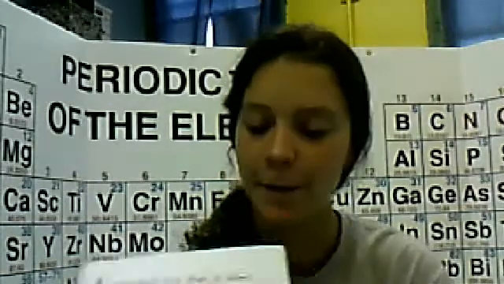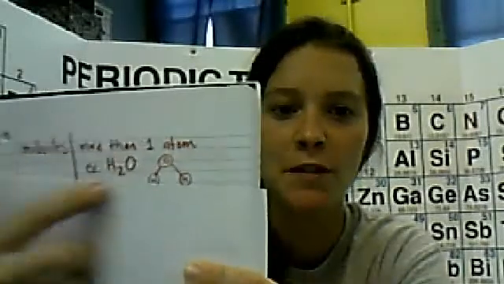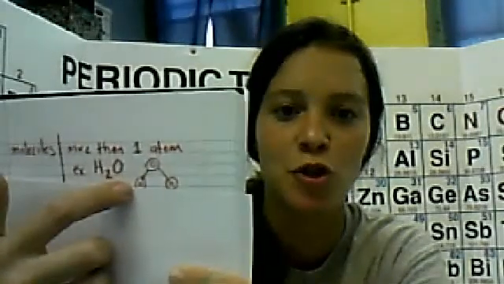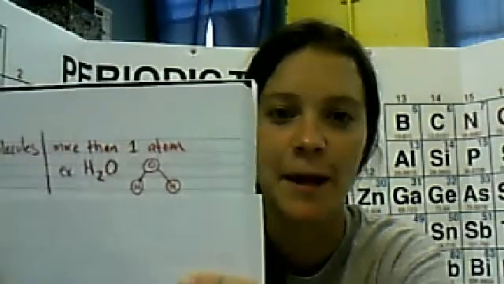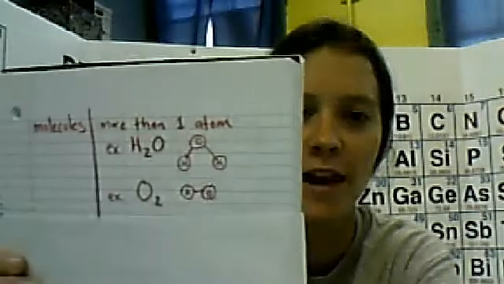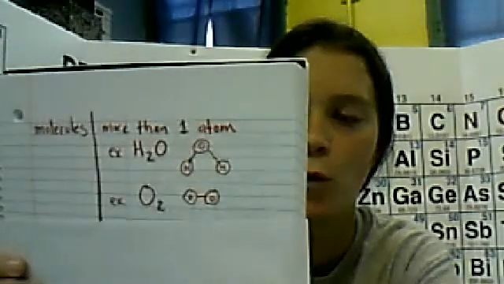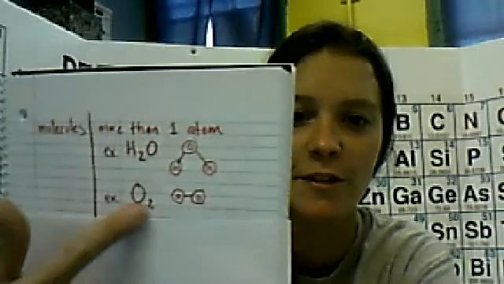Our first example, H2O. This 2 subscript means that we have 2 hydrogen atoms. And then we have 1 oxygen atom. Another example of a molecule could just be oxygen gas, O2. We know that we have 2 oxygen atoms. These are both O's.